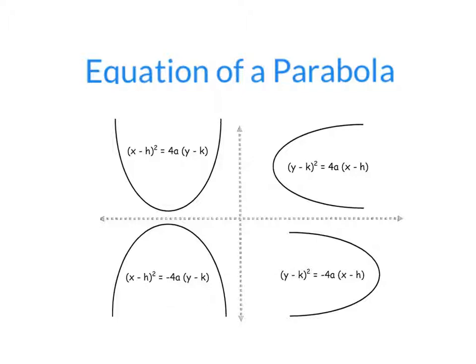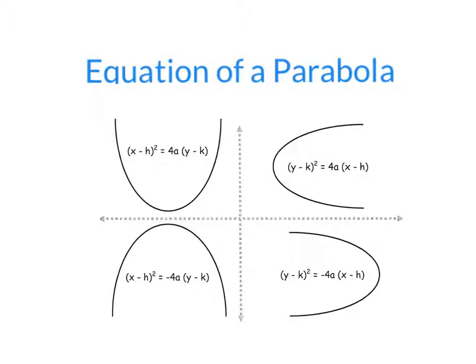of this formula. The ones on the left here are pretty much the same. The only thing that's different is that the 4a is negative for the downward parabola. And these are basically the same. The only thing that is different is the 4a. It is negative when the parabola opens up to the left.